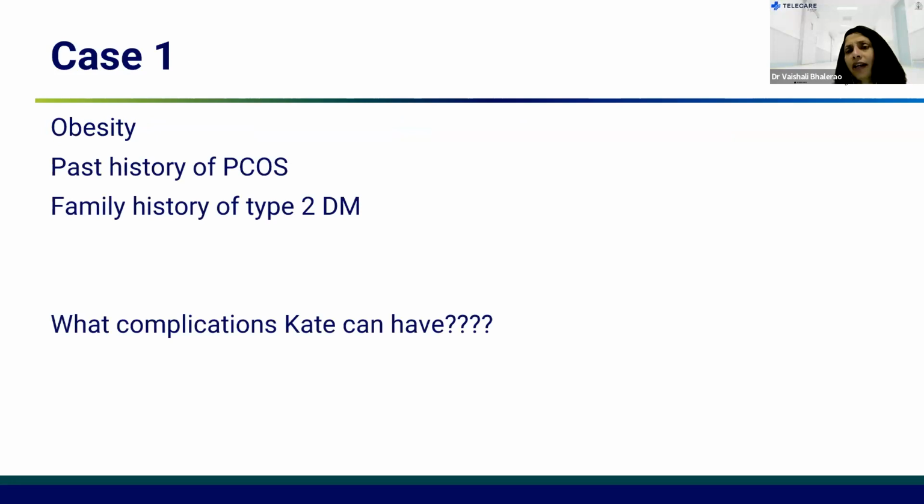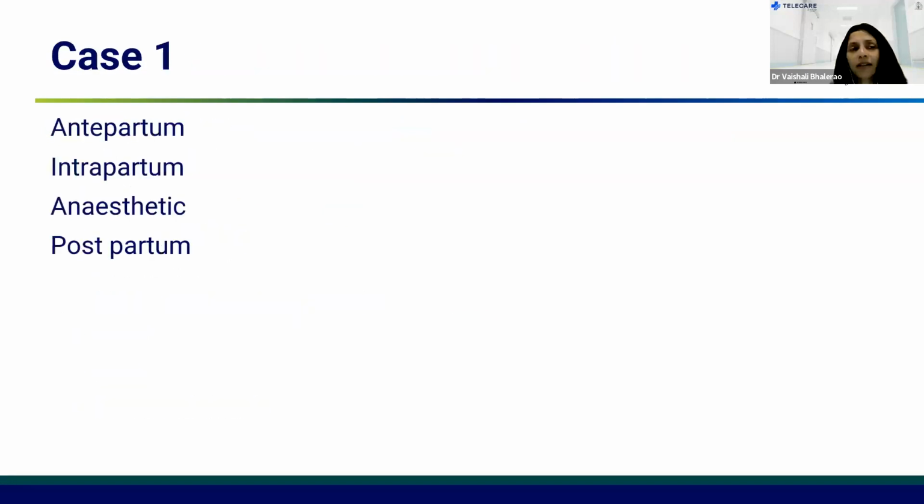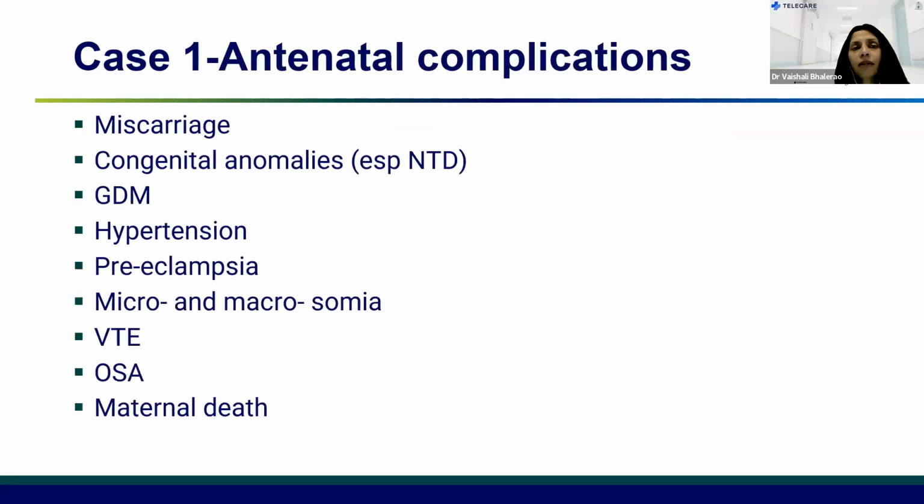So what complication can Kate have? Yes, so she can have antepartum complications, intrapartum complications, anesthetic complications, and postpartum. So antepartum, she is at the risk of having miscarriages, congenital anomalies, gestational diabetes mellitus, hypertension, preeclampsia, macrosomia, increased risk of blood clots, deep vein thrombosis, obstructive sleep apnea, and even increased maternal mortality.